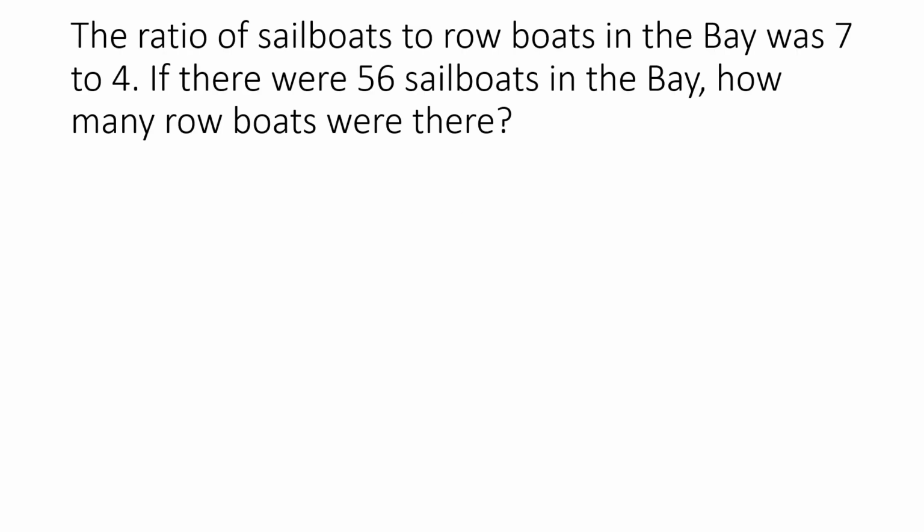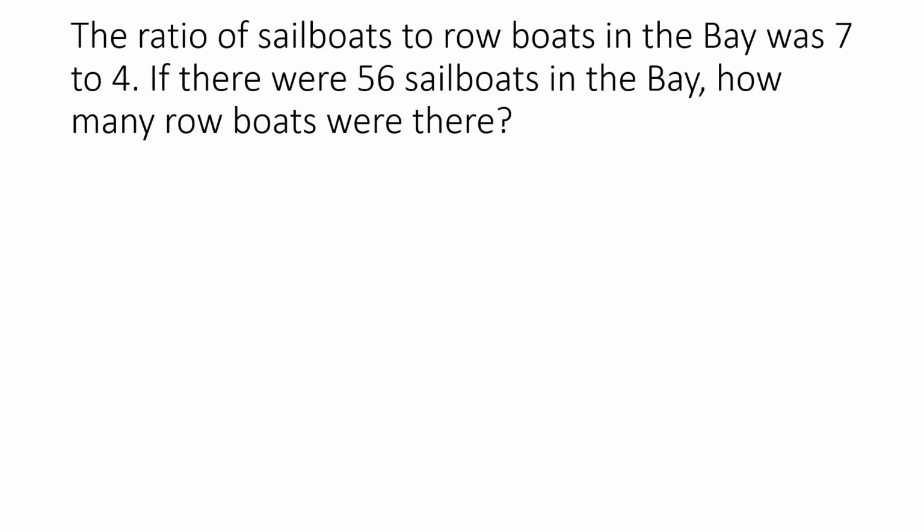Sometimes you're going to be told that what you're working with is a ratio. Other times you're going to have to sort of figure it out. Just remember that a ratio is a comparison of two things. So if you're comparing two things, especially in word problem form, a high percentage of the time you can use a ratio to solve it. In this case, the ratio of sailboats to rowboats was 7 to 4. There were 56 sailboats. How many were rowboats?